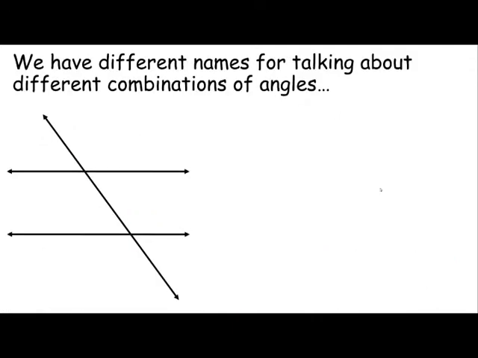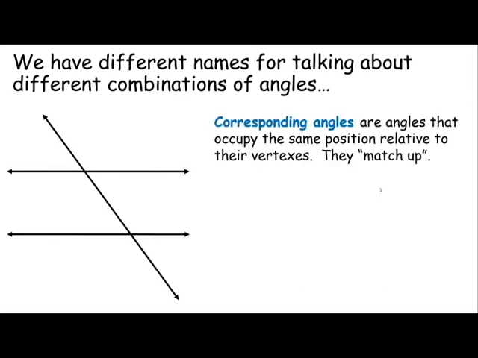Now, we have different names for talking about these angles that are going to help us describe them when different combinations are given to us. For example, we use the term corresponding angles to refer to angles that occupy the same position relative to their vertexes, or they match up. So for example, if I were to take this angle in the top left-hand corner and this angle in the top left-hand corner, notice they're both in the top left, they're both acute, meaning if the lines are parallel, they're going to be congruent.